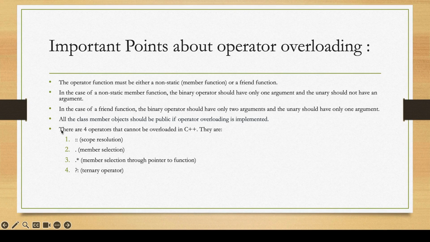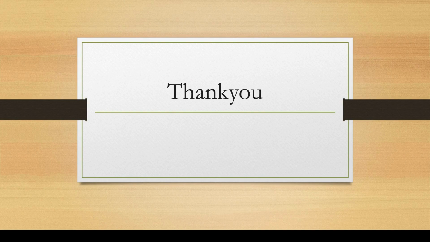Now there are four operators that cannot be overloaded in C++. The first one is the scope resolution operator, the second one is the member selection dot operator, the third one is member selection through pointer to function, and the fourth one is the ternary operator. So these are the operators that cannot be overloaded. So this is all about operator overloading. Thank you.